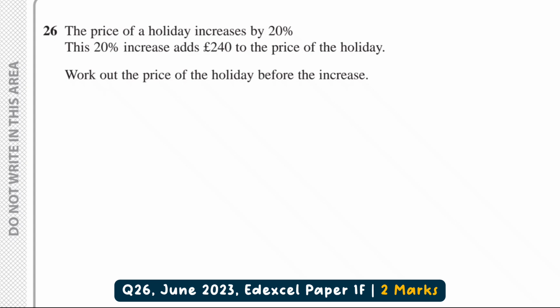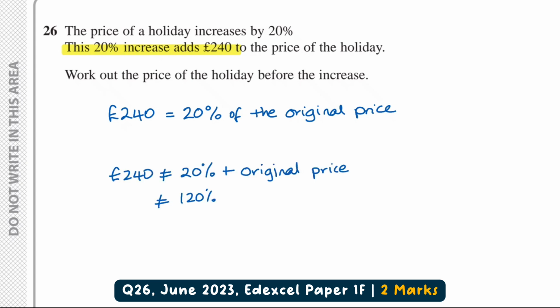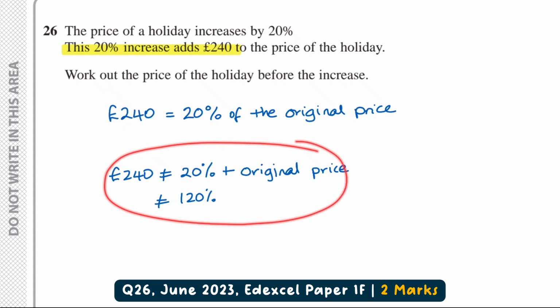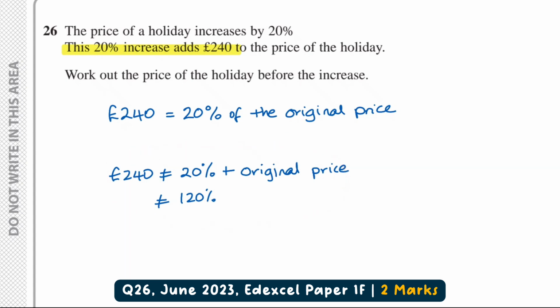The most important sentence in this question is: this 20% increase adds £240 to the price of the holiday. What this tells us is that £240 is 20% of the original price. 240 is not 20% plus the original price. It's not 120%. And this is the point where most students got this question wrong.